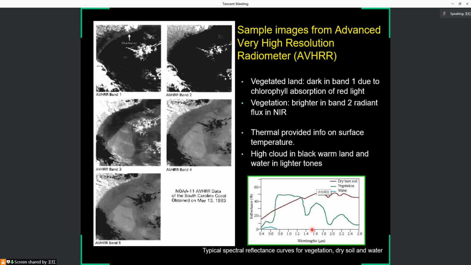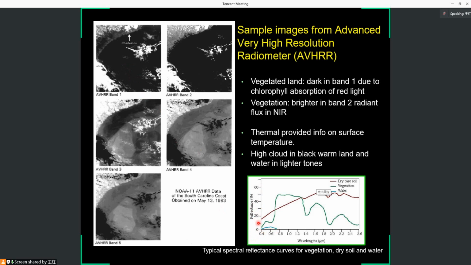Now, this is the typical spectral reflectance curves of vegetation, dry soil, and water. You see, the water has very low reflectance, so in each image the water always has a lower digital number. So the color is black.